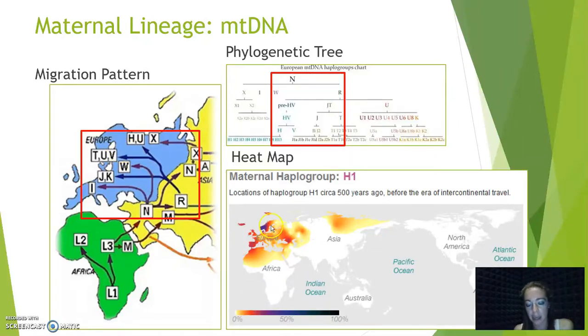And if you look at this heat map, the majority of the people of the H1s are found in the Scandinavian region, which is what we presumed based on the migration pattern. You think more people with that haplotype would have gone that way.